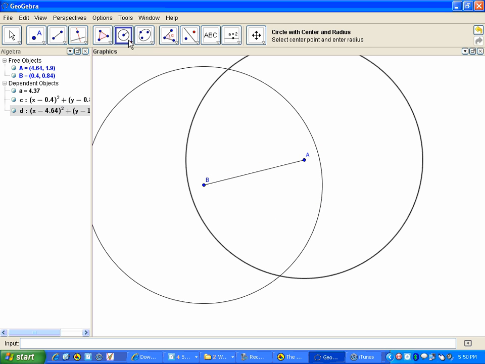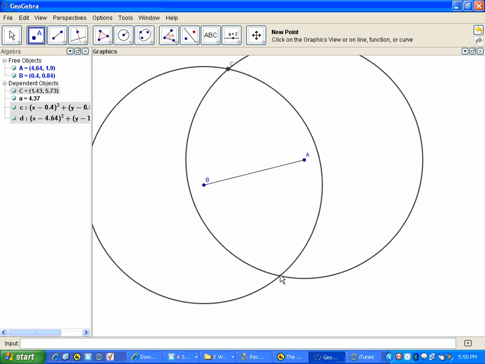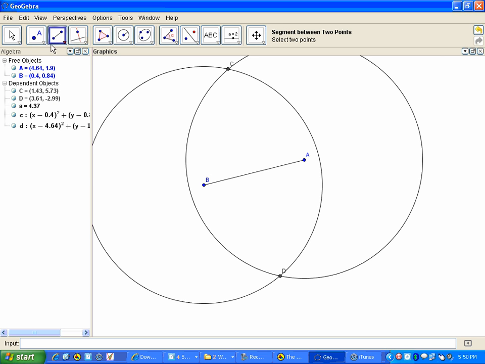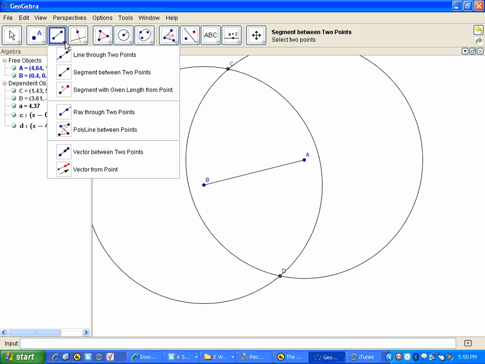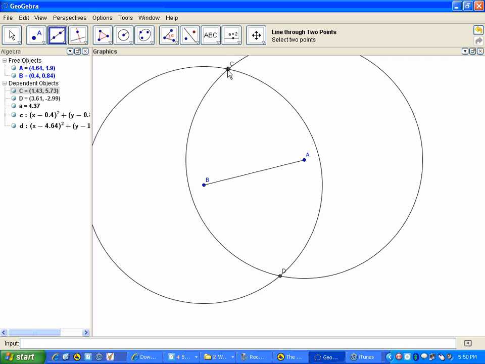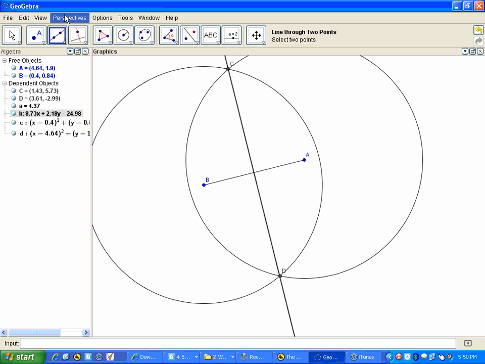Now if I connect these points, okay, so there's one intersection, there's the other one. If I connect those, let's connect them with a line here. Okay, now I want to find out what's true about points that are on this line.